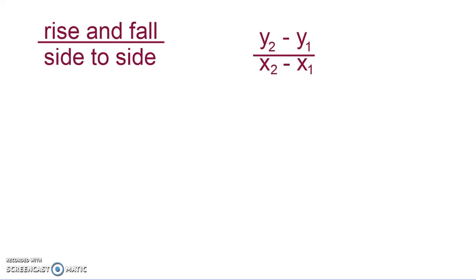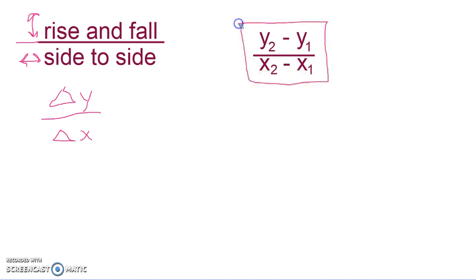Right, this is finding the slope given 2 points on a line. Just a reminder that the slope is the rise and fall, so that's the up and down, divided by or over the side to side. And we can write this as delta, which means change in y, over delta, which means change in x. So it's the change in y, the up and down, over the change in x, the side to side. Now the formula for this is y2 minus y1 divided by x2 minus x1.